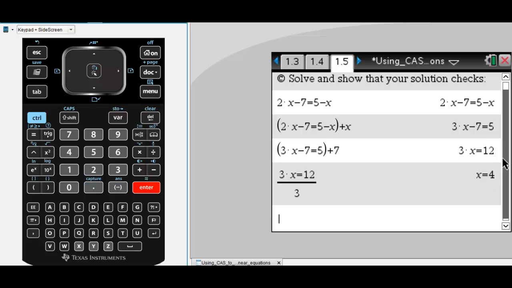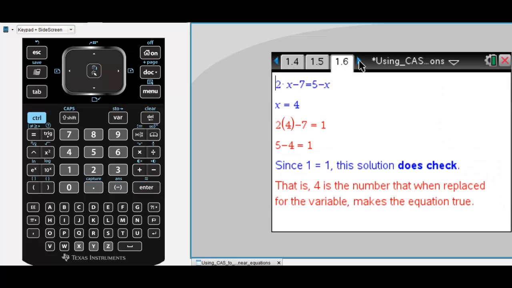Now we do want to show that it checks. Hopefully students could do this one mentally, but if you needed to show it, I have that showing on the next page. So this is the equation. Here's our solution. Everywhere we see an x, we'll replace it with 4. And on the left-hand side, we get 2 times 4 minus 7. 8 minus 7 is 1. Right-hand side, 5 minus x, which is 4, is 1. And since 1 equals 1, an identity, this solution does check.